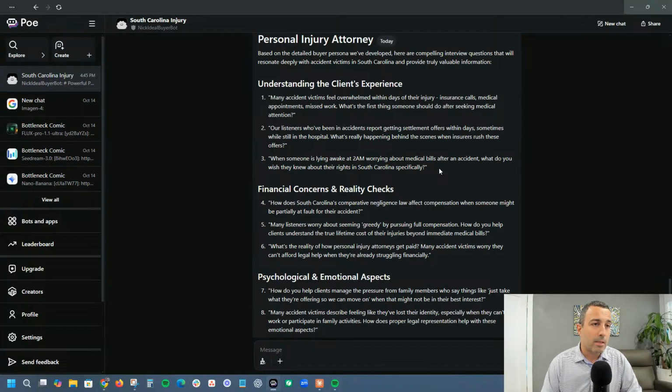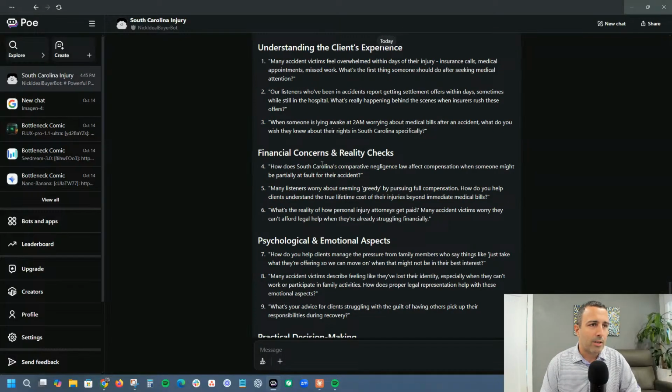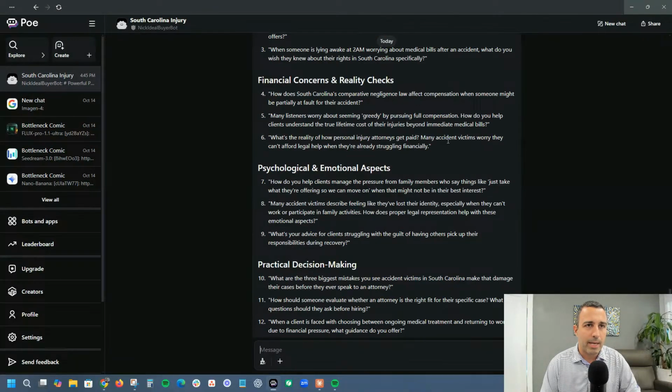Wow. Can you just see how the answers to these would be really valuable to this ICP that we described? Financial concerns and reality checks. How does South Carolina's comparative negligence law affect compensation when someone might be partially at fault for their accident? Many listeners worry about seeming greedy by pursuing full compensation. How do you help clients understand the true lifetime cost of their injuries beyond immediate medical bills? Number 6, what's the reality of how personal injury attorneys get paid? Many accident victims worry they can't afford legal help when they're already struggling financially.